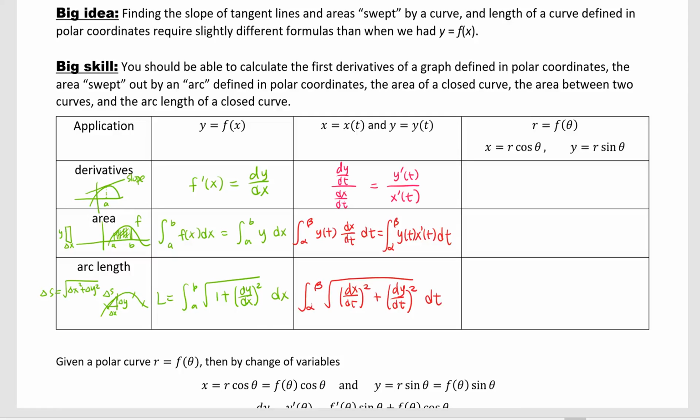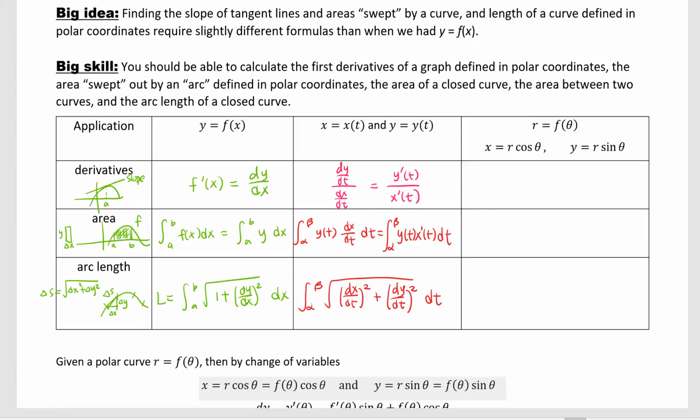And the old formulas for functions. For the derivative, we have f prime, which is dy dx. Area is the integral of f of x dx. Because f of x is y, that's the same as the definite integral from a to b of y dx. Then the arc length is the integral from a to b of the square root of 1 plus the derivative squared dx. Okay, so that's our old formula.